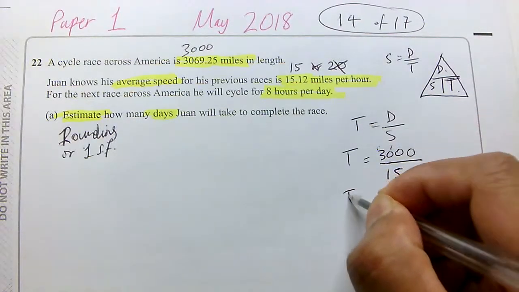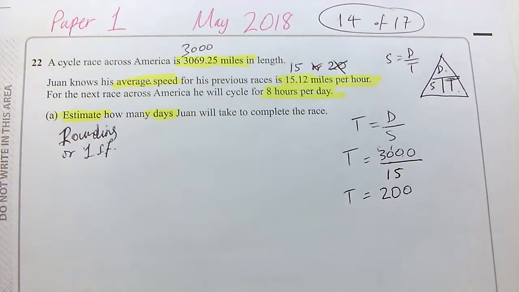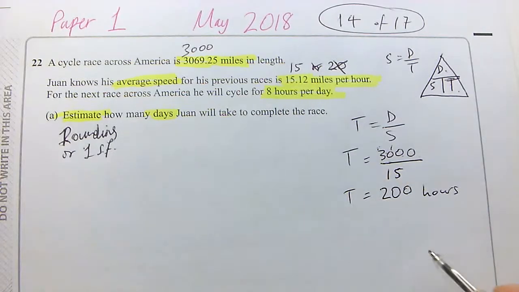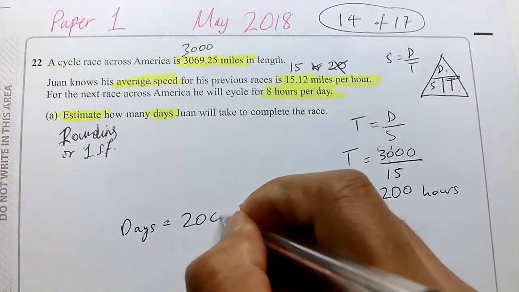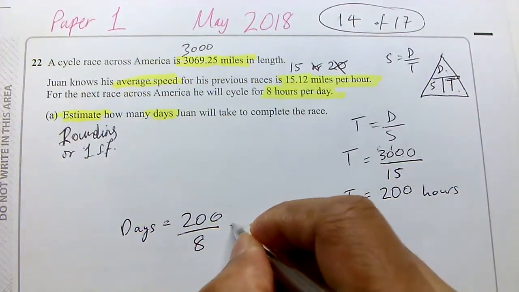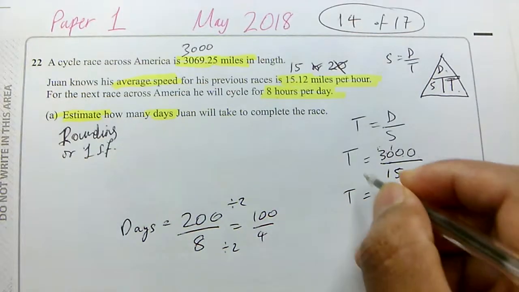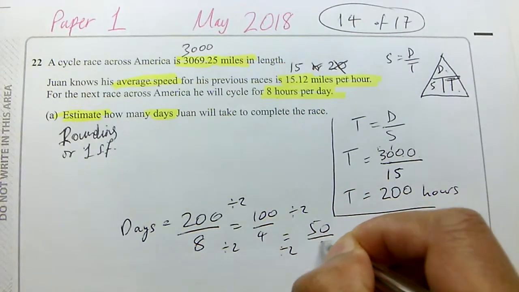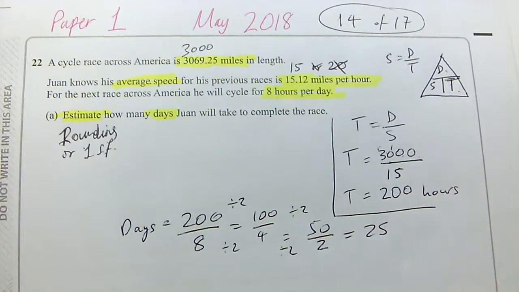If you look at it carefully, 15 goes into 30 twice, then add 2 zeros. Okay, so 200 hours. For the next race across America, he will cycle for 8 hours per day. So how many days? My days is going to be 200 divided by 8 hours per day. I can just divide by 2, so 100 divided by 4. I keep going, divide by 2, 50 divided by 2 is 25. So my answer is 25 days.